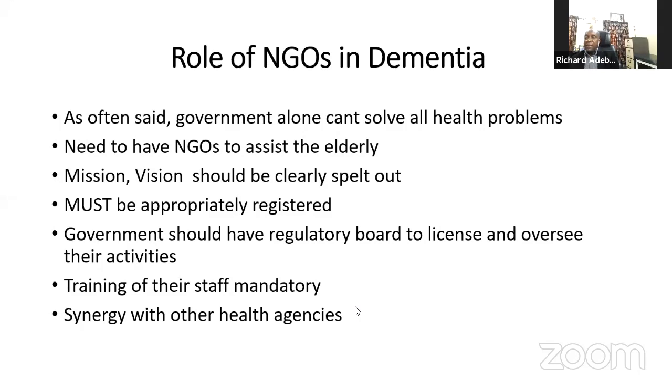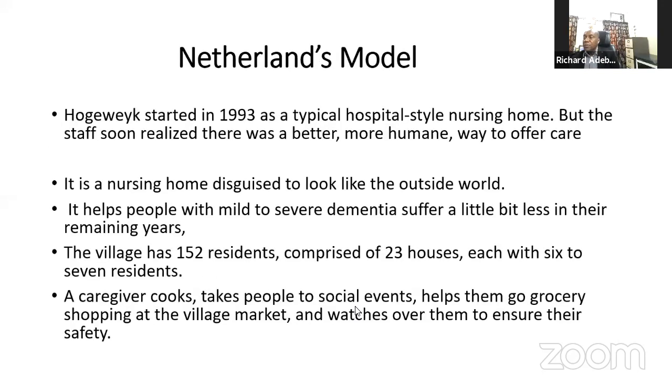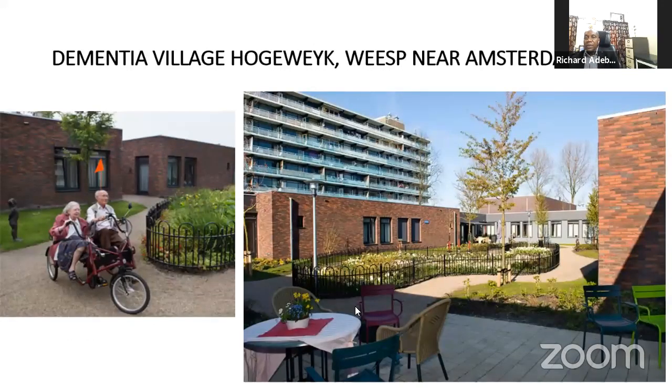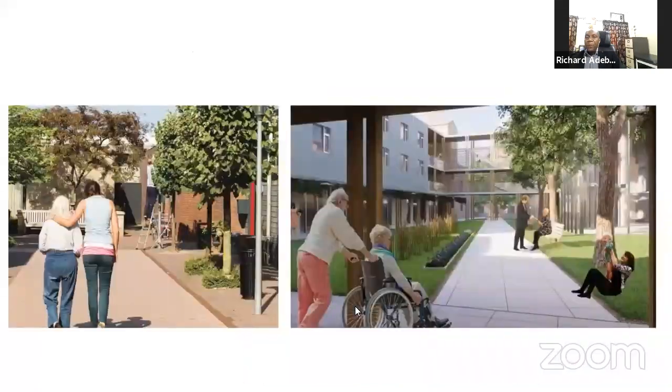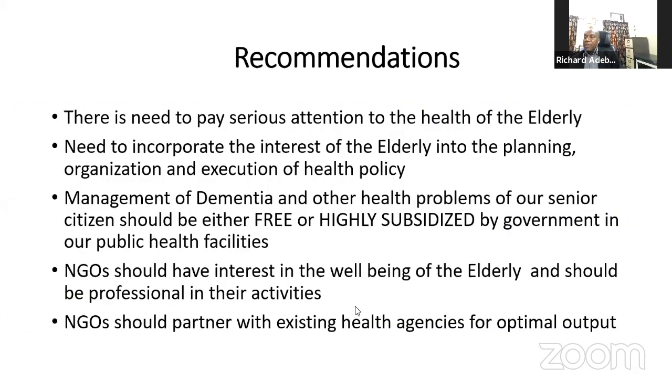Can we look at that picture? Next slide. As I'm rounding up, yes, you can see it. That's the Alzheimer's village near Amsterdam, Dementia Village. Next slide, you can see the clean environments, good support that these people have. Next slide. Okay, now I go to recommendations.